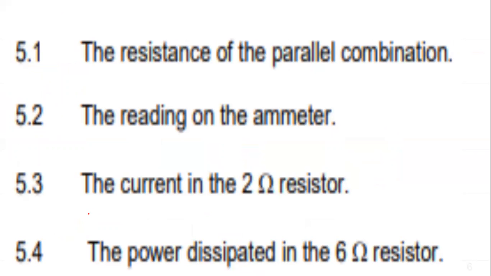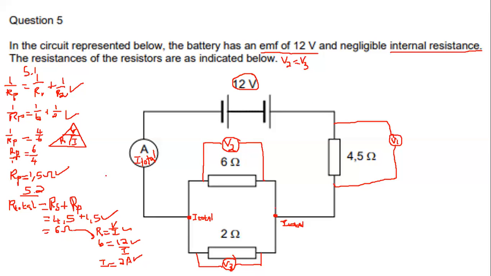And then we must calculate the current in the 2 ohm resistor. So we want to know how much current is flowing in the 2 ohm resistor. We want the current there.